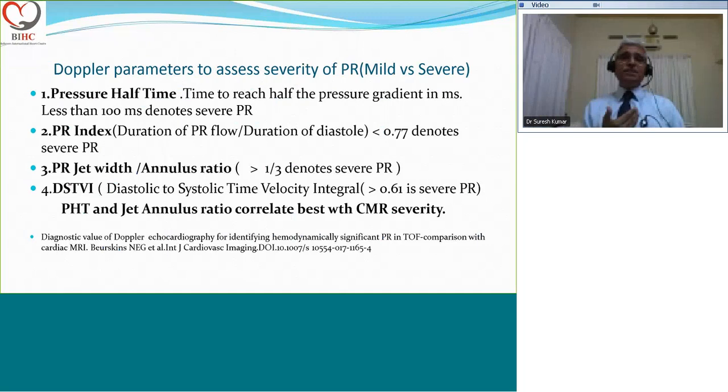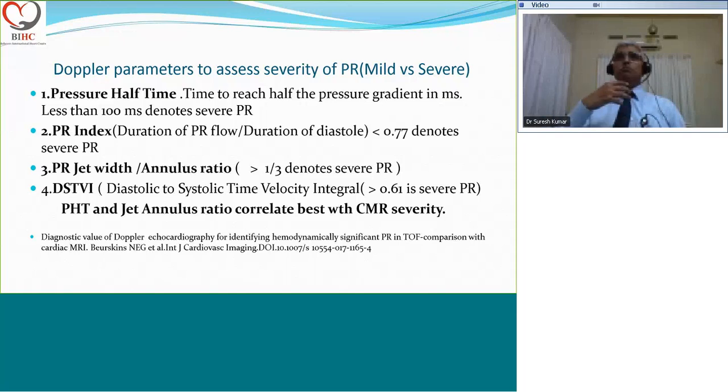You can look at a pulmonary regurgitation index by relating the duration of the PR flow to the duration of diastole. How much part of diastole contains the PR envelope? A figure less than 0.77 denotes severe PR. You can also relate the PR jet to the pulmonary annulus, just as you would relate an aortic regurgitation jet to the LVOT. And in this case, a value more than 1/3 denotes severe PR.